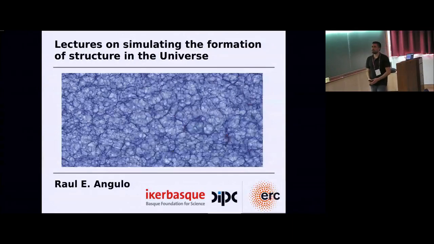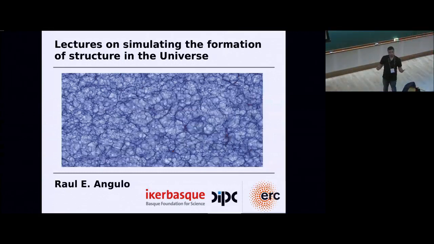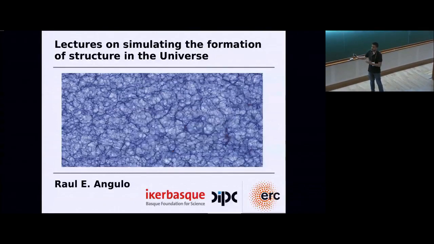Thanks for the invitation. So my lecture is going to be about how we simulate the structure, formation, and evolution in the universe. This is a picture showing the results of one of these large simulations, where we can see all the filamentary pattern, and we are going to try to understand the first principles and the underlying equations behind the numerical simulations. That's going to be the first lecture.